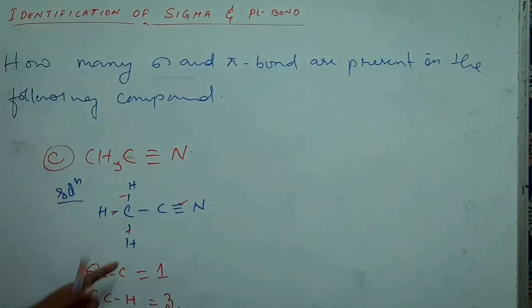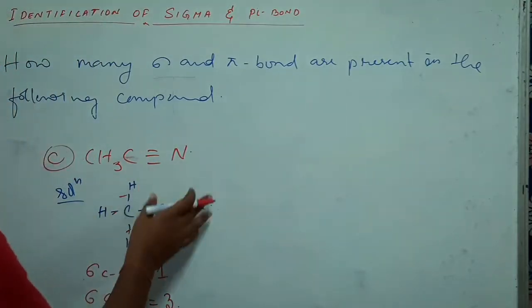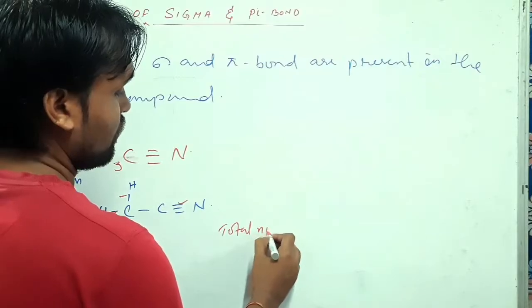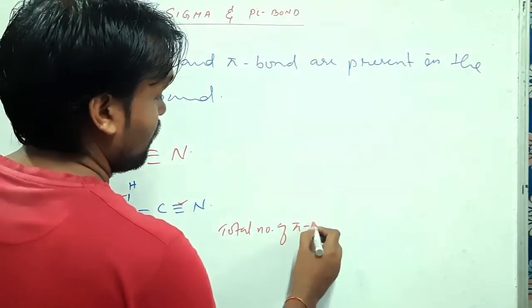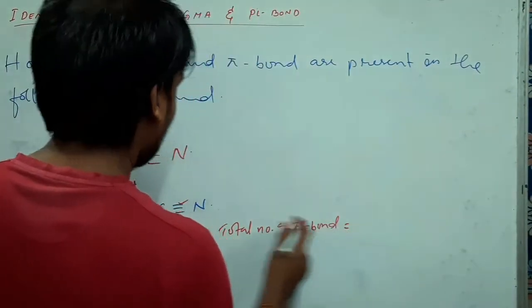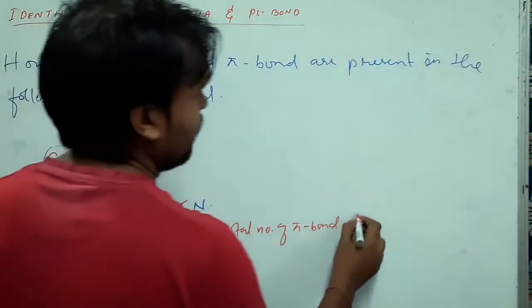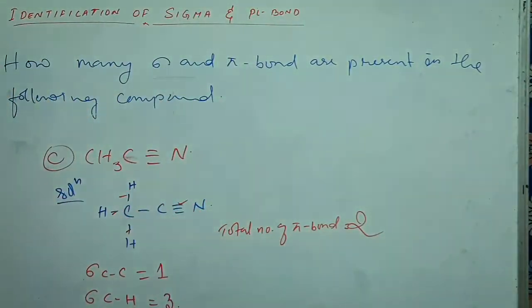Another thing is coming to the pi bonds. Total number of pi bonds is equal to how many pi bonds are here? This is a triple bond, so 1 is sigma, and the remaining 2 will be pi. So the number of pi bonds is 2. Okay, dear students, take it down.